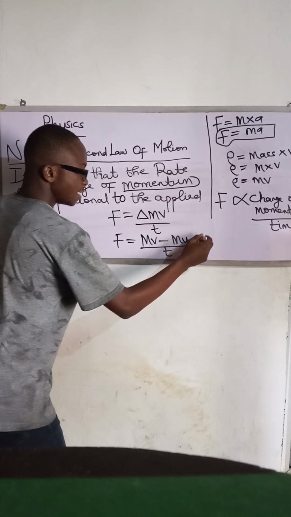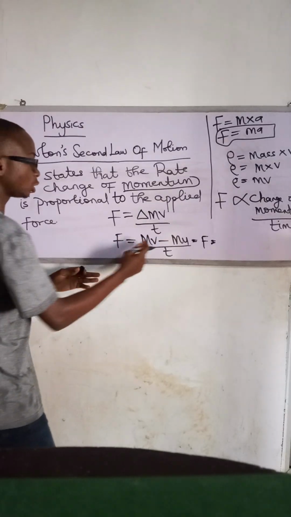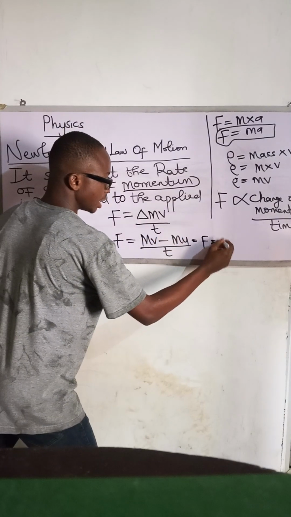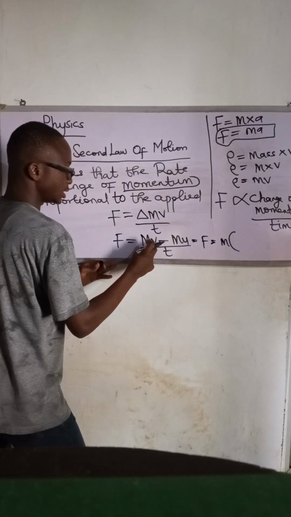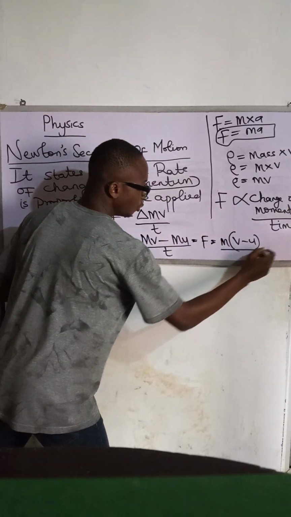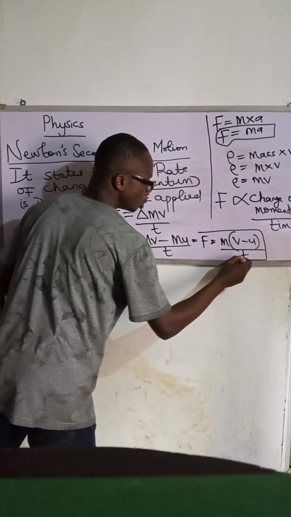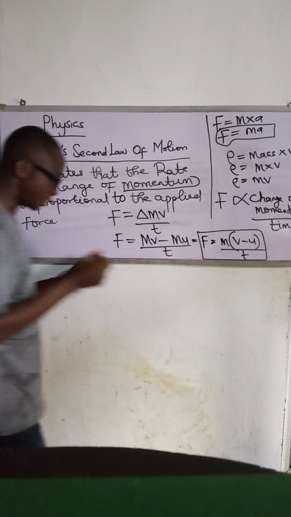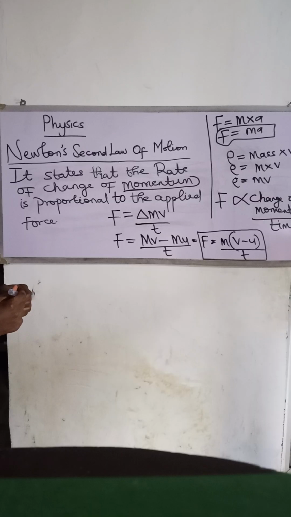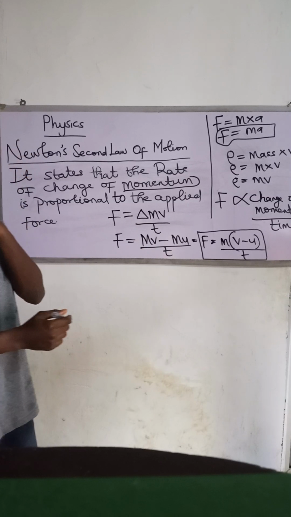Then we have F is equal to, what is common here? We factorize. M is common, so we just bring m, open the bracket, and you have v minus u all over t. This is the formula we use when we are given the final velocity and the initial velocity.